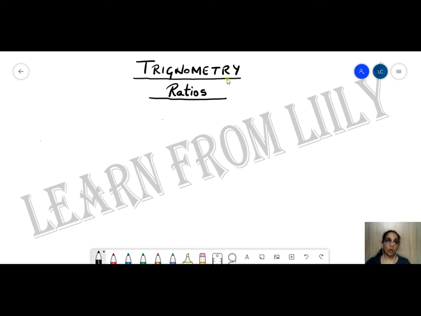Now when I talk about triangle, let me draw a rough triangle for you. So I'm drawing a roughly right angled triangle. Why am I calling it right angle? Because this angle is 90 degrees. Okay. So if I call my triangle A, B, C. Okay. This is 90 degrees. So it becomes a right angled triangle.